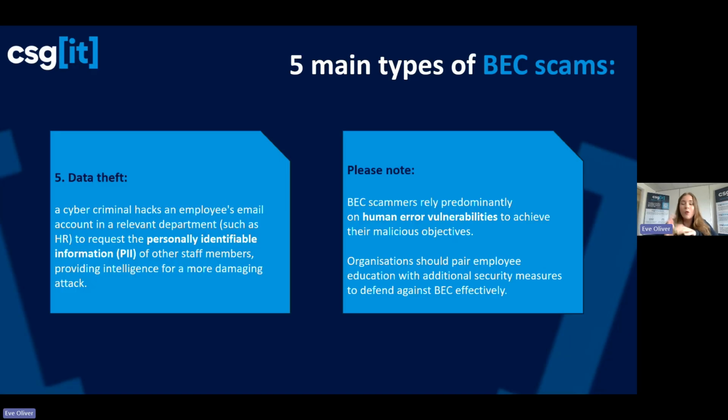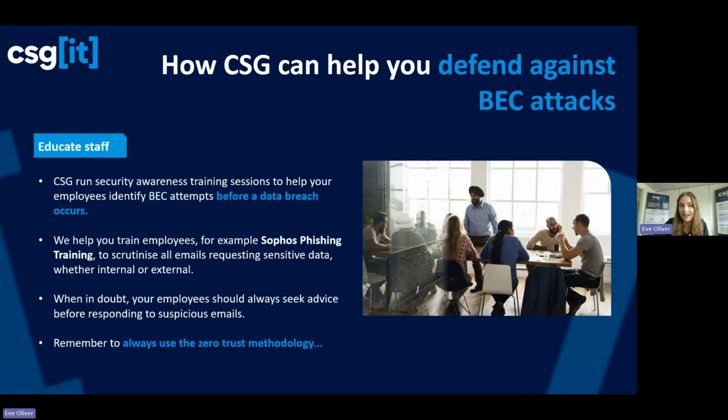So BEC scammers are always targeting and looking at human error vulnerabilities to achieve these. If you post on LinkedIn, everyone knows where you're working, they know a little bit about you. It's easy to find out your vulnerabilities, what you care about, for example, if you are an advocate or supporter of a charity, they can target you on this, knowing that's your weak point. And organisations should pair employee education with these additional security measures then, such as MDR, to defend against BEC effectively. And CSG provides employee awareness sessions as well to help your organisation and staff become your first line of defence.